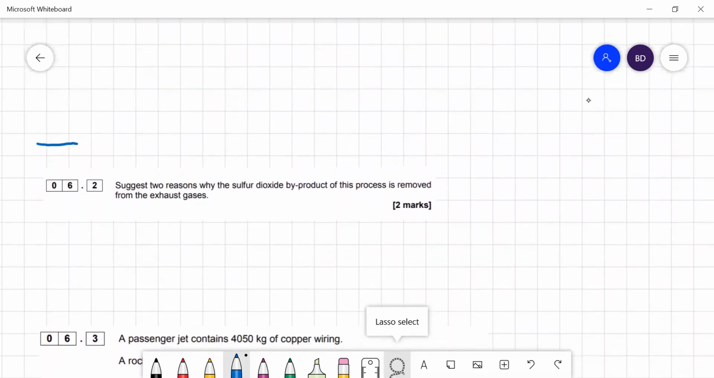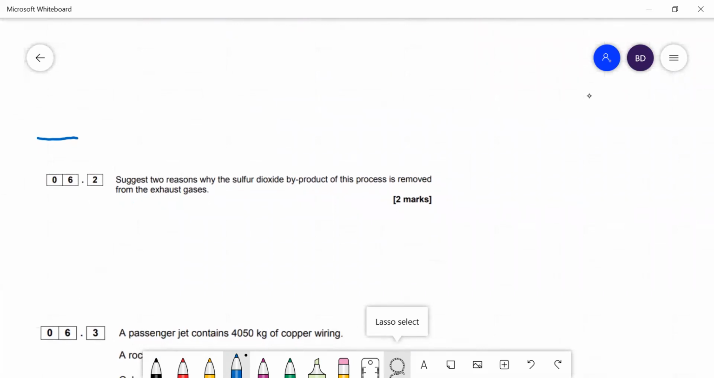2 reasons why the sulfur dioxide byproduct of this process is removed. Right, the obvious one is SO2, of course, causes acid rain, and so it's got to be removed because otherwise it will cause environmental damage. And the less obvious one is that you can use the SO2, I think, to make sulfuric acid, which can then be sold. So instead of wasting it, you can use it to make something useful.